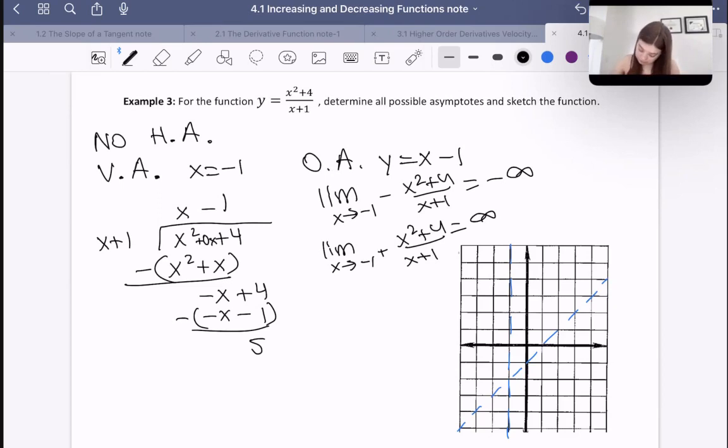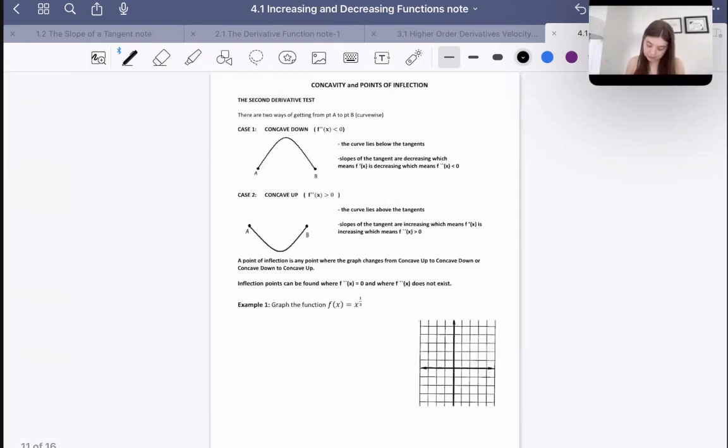So let's draw that in. We're going to infinity this way, and then negative infinity over here. And there we have it. That's everything. All right, well, next time we'll be talking about concavity and points of inflection, but until then.